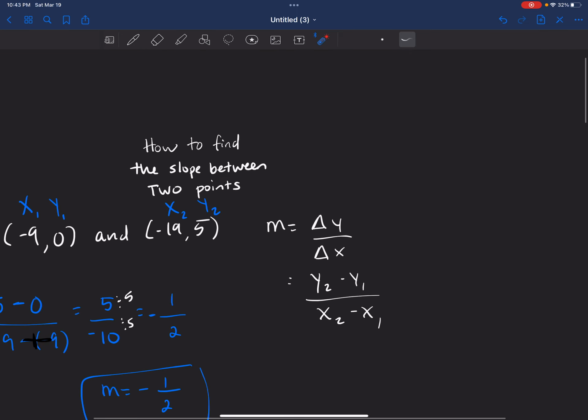So that's it for the notes, or that's it for this lesson today. This is how to find the slope between 2 points. Hopefully you understand, but if you have any questions, feel free to ask me.